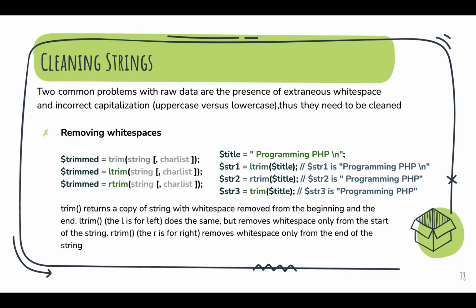Removing white spaces. The trim function is used to remove white spaces in strings. Trim returns a copy of the string with white space removed from the beginning and the end. Ltrim, which means left trim, does the same, but removes white spaces only from the start of the string. Rtrim, which means right trim, removes white spaces, but from the end of the string.